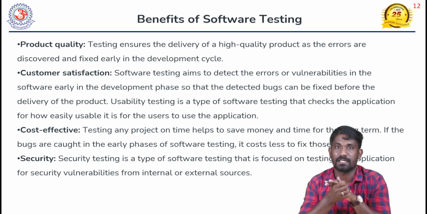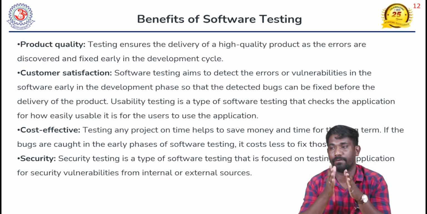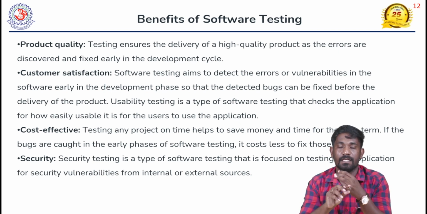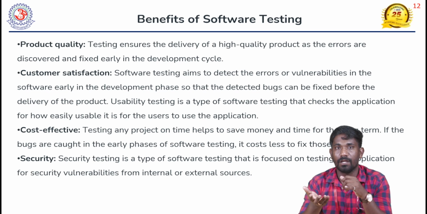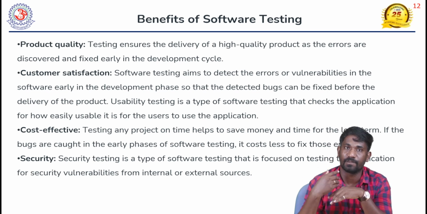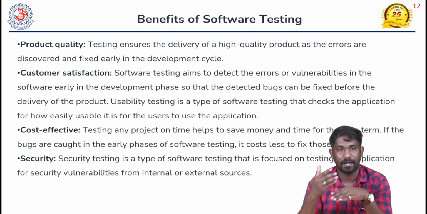And next, customer satisfaction. Whenever we produce something and give it to the customer, they have to be satisfied with the entire thing. Only then will they be able to use it. If they are not satisfied, we have to get some feedback, go back for implementation again, and it goes on to the next thing.